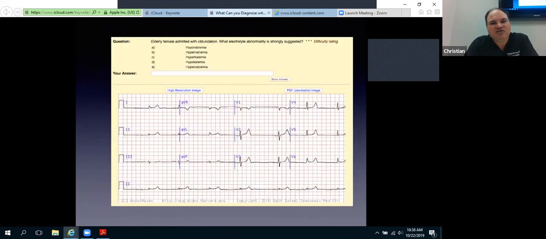All right. So this next one, this is an elderly female admitted with obtundation. What electrolyte abnormality is strongly suggested?